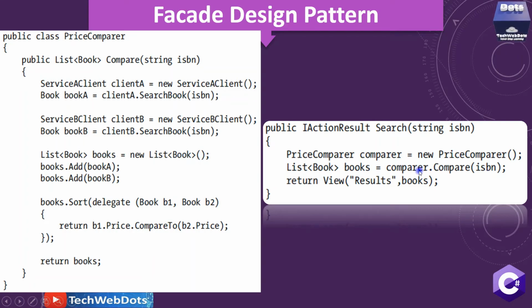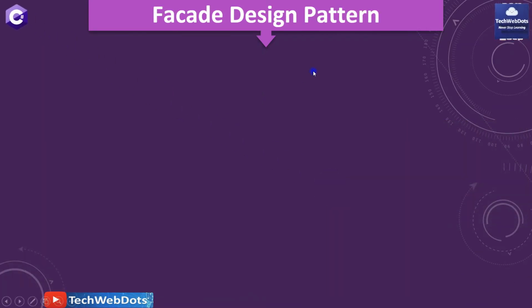Okay, the comparer dot compare is passing the ISBN simply, and it is returning the view, and we are passing the books object to this results view. Now the final step will be to create a view for the search interface and for the result interface. Okay, so let's move ahead.